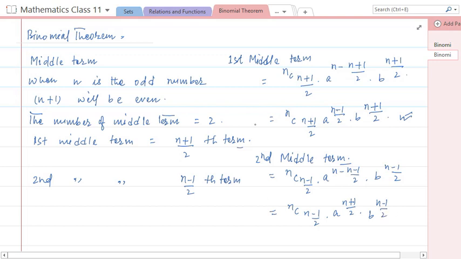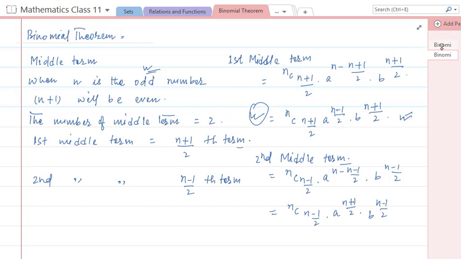So this is the first middle term. This is the expression of the first middle term when n is the odd number. And this is the expression of the second middle term when n is the odd number. So these are the basic formulas, and we use these formulas during the solution of problems related to the binomial theorem.